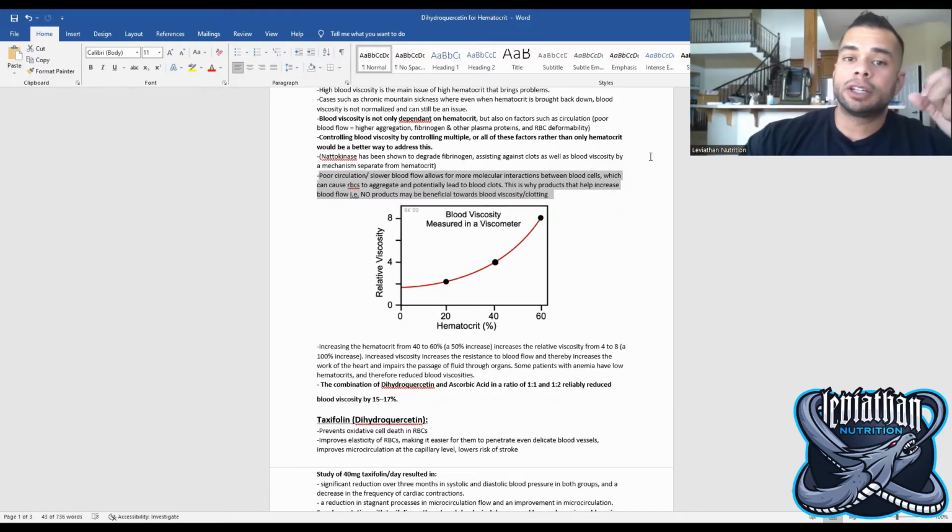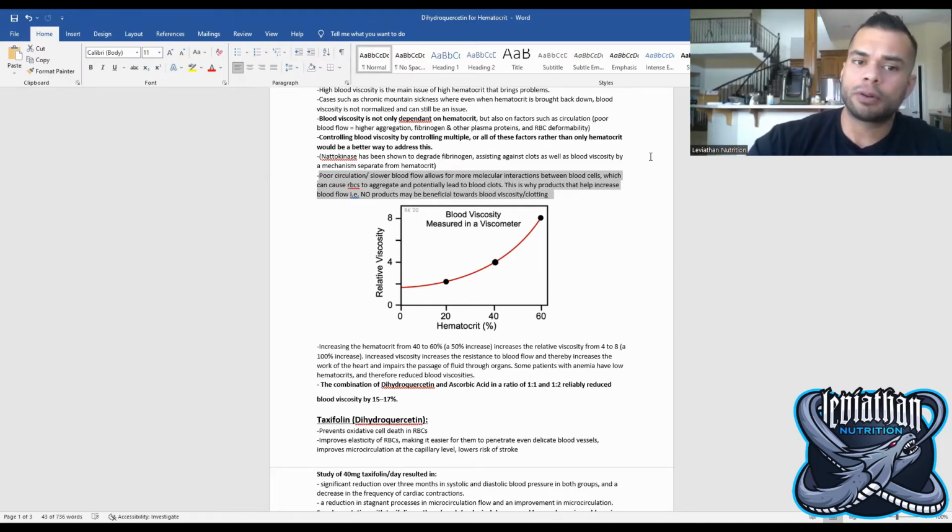So let's get into the circulation and blood flow issue. When you have poor circulation or slower blood flow, this is going to allow for more molecular interactions between those blood cells, which can cause red blood cells to aggregate, clump together, and potentially lead to blood clots, or at least a higher blood viscosity. So this is why products that help to increase blood flow, like nitric oxide products, may also be beneficial when it comes to having better blood viscosity, to help with that blood flow and prevent this whole clotting process from occurring. And an example of this, of course, is the VasoDrive ingredient that we use in HEMO FLOW.